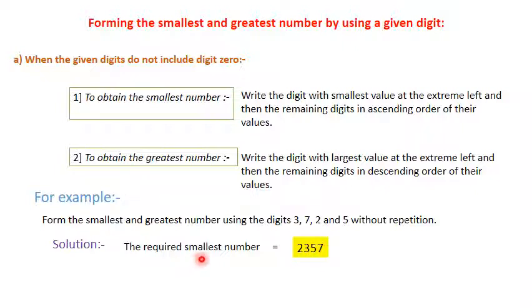So here the required smallest number is 2357. Now what is the required greatest number here? Here we selected the largest value, which is 7. We have written it at the extreme left and the remaining digits we have written in descending order. So here the required greatest number is 7532. That means 7532.